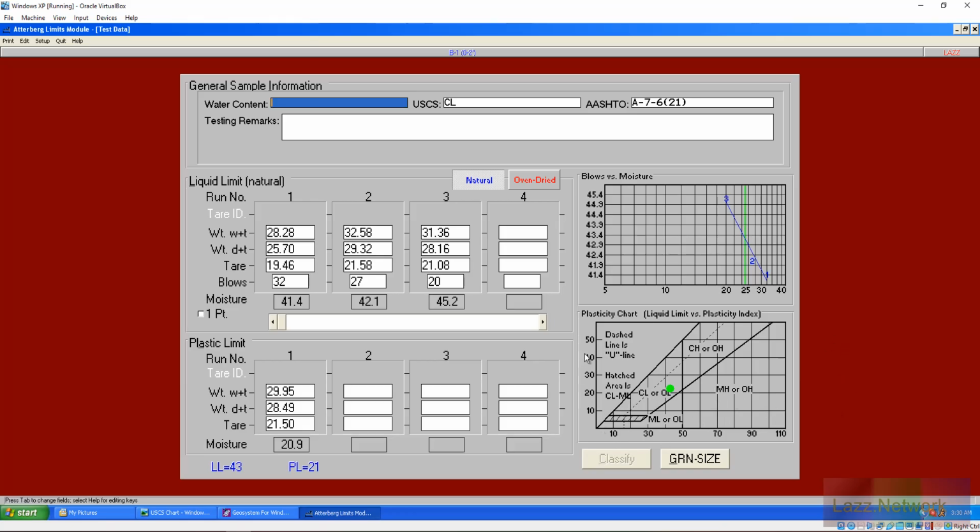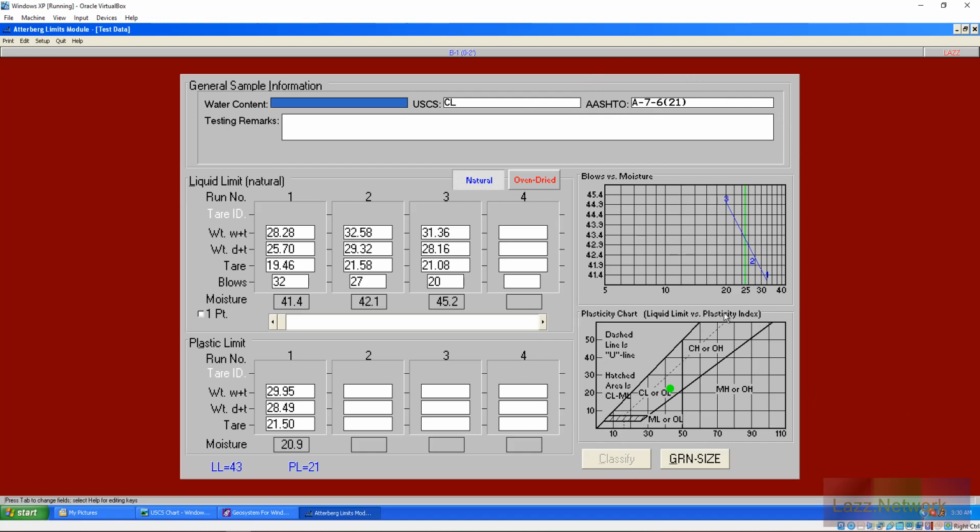This is your plasticity chart. This here is what they call your A line. When they're talking about where it plots depending on how plastic it is, this is what they're talking about. Depending on where this dot lands depends on how it's going to be classified in the end.